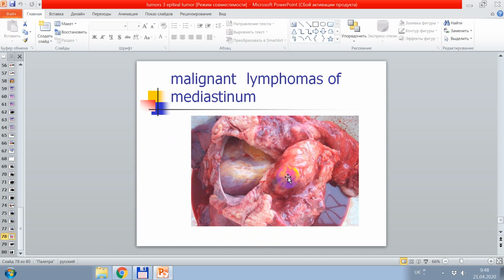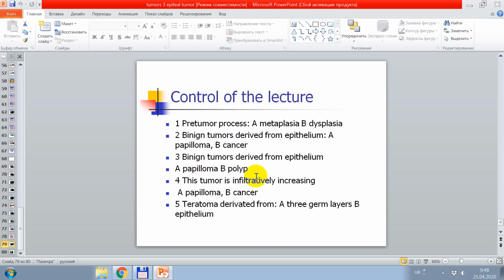This macroscopic picture demonstrates malignant lymphoma of the mediastinum. This tumor presses on the heart and develops heart failure. Also, before we finish our lecture, you must answer the control test of the lecture.